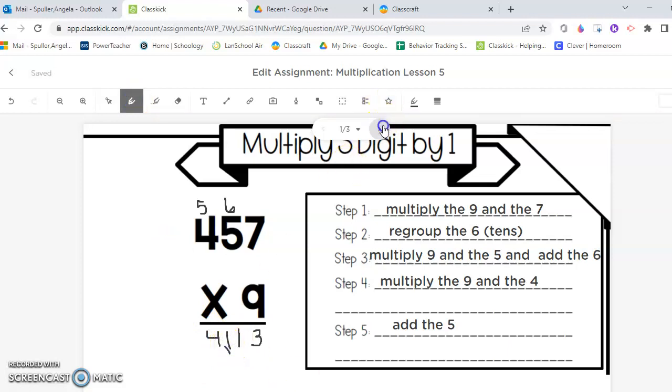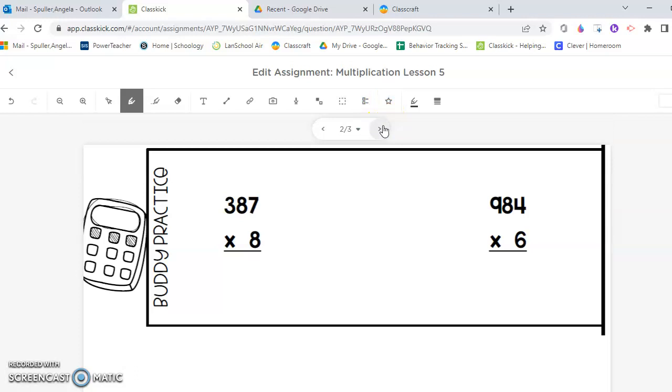Good job. All right, let's practice on these. So first and foremost, remember we're going to do 8 times 7. So 8 times 7 is 56. We're going to keep the 6 and regroup the tens place. We're going to do 8 times 8 is 64. And adding the 5 is 69.